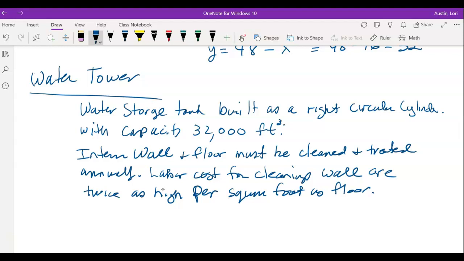So all we know is this tank must hold 32,000 feet cubed. There's a lot of dimensions that will hold 32,000 feet cubed, right? So your goal is to find the radius and height of the tank that minimize the cleaning cost.